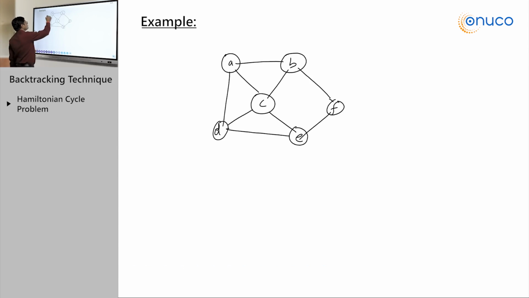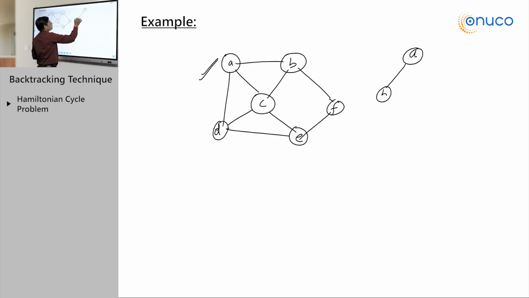Let us take the source vertex as A. If A is the source vertex, you are going to start from A. Do you have a path? Remember, in your mind, think in alphabetical order. After A, which vertex comes? B will come. So do you have a path from A to B? Yes, there is a path from A to B. So we reach B now.